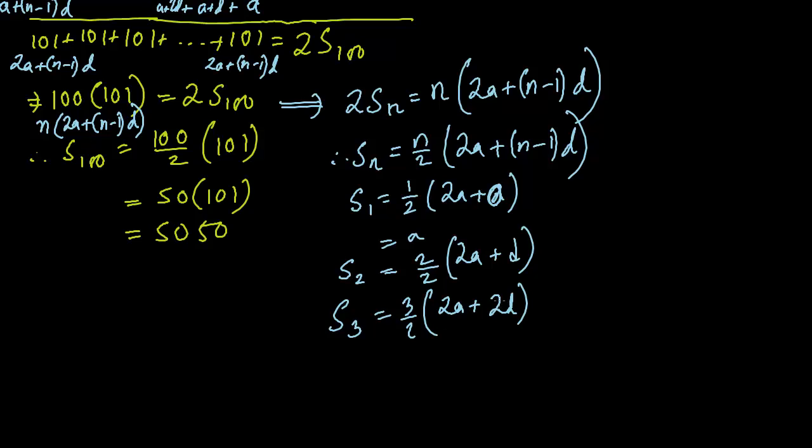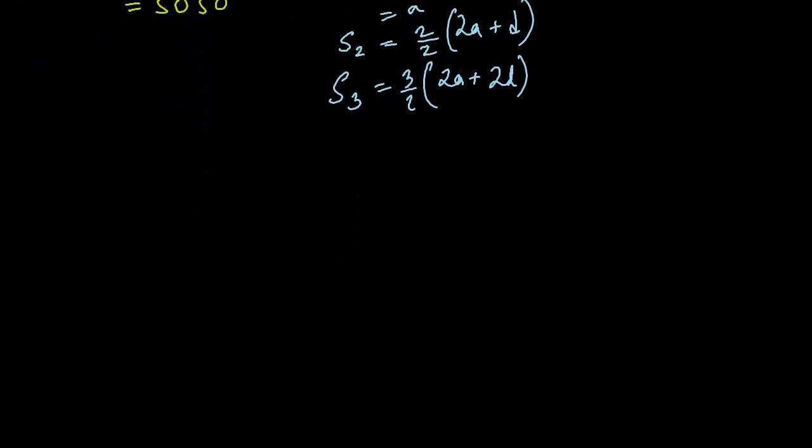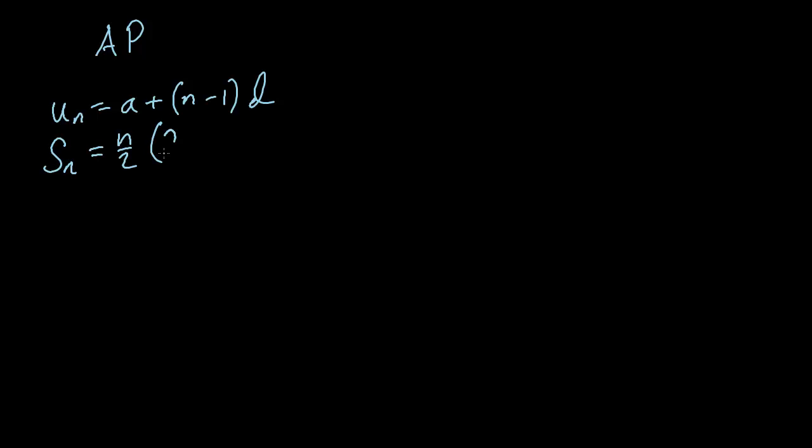So we have two very important formulas for the arithmetic progression, be it an arithmetic sequence or an arithmetic series. If you want to find the nth term, you get the first term plus (n minus 1) times the common difference. If you want to find the sum of the first n terms, it would be n by 2 times (twice a plus (n minus 1) into the common difference). So this is how it works.